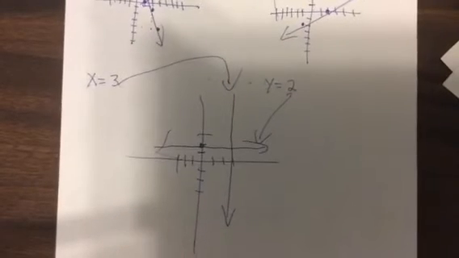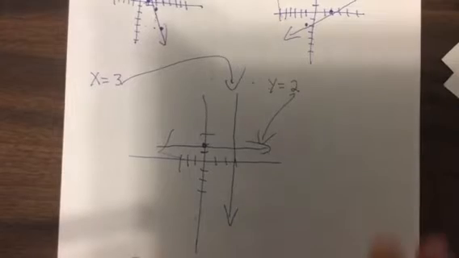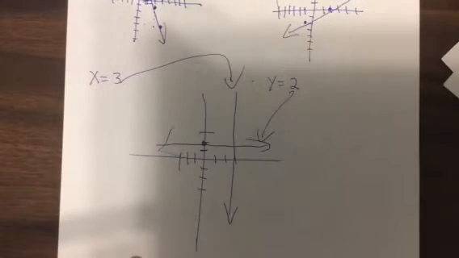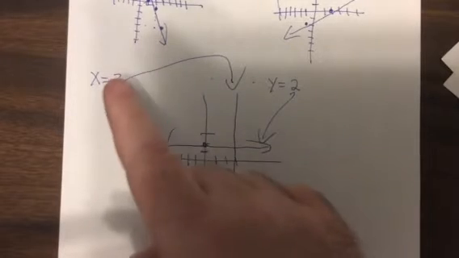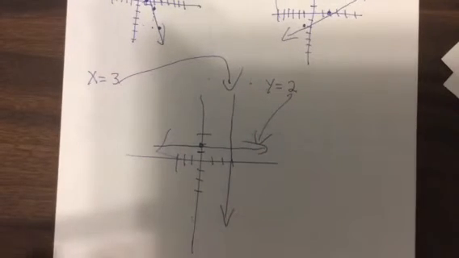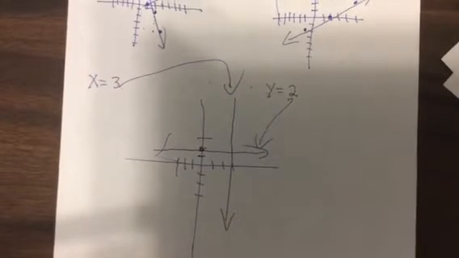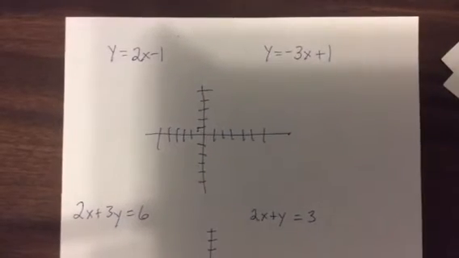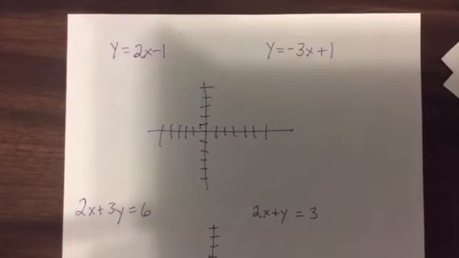The slope of y equals a number is 0, because it's just going straight across. It's not going up and down any. But this is vertical, so how fast are you going up? Well, can't even describe it. It's straight up. So x equals a number is a vertical line whose slope is always undefined.